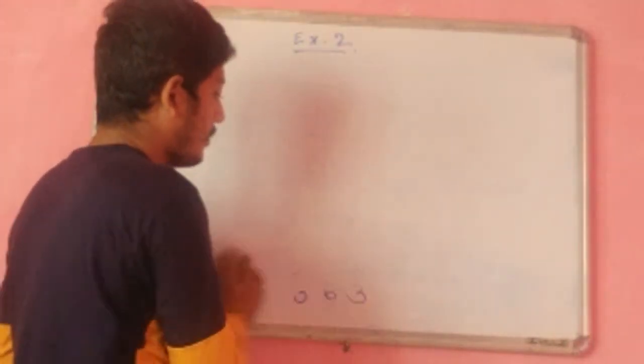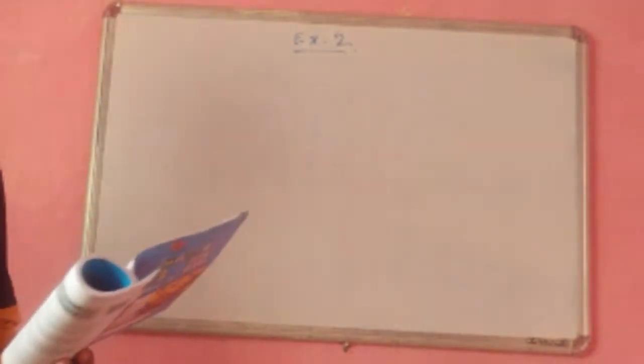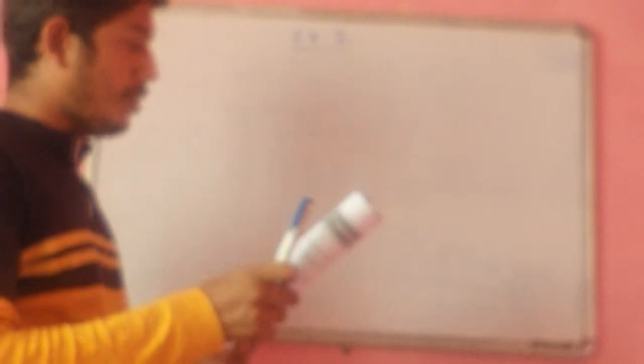First exercise, first problem: if the number 21y5 is a multiple of 9, where y is a digit, what is the value of y? So now here we have to find out the value of y.